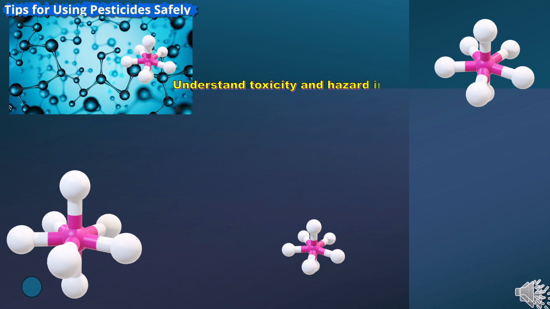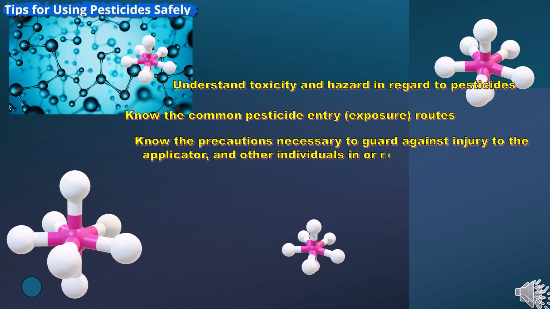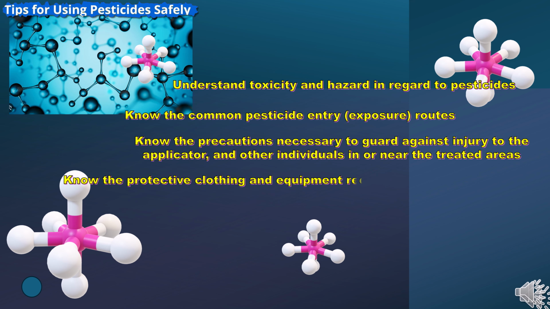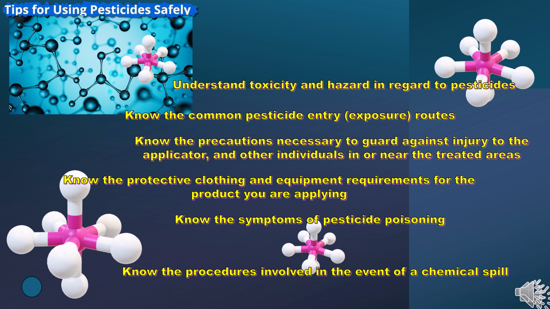Understand the terms toxicity and hazard in regards to pesticide applications. Know the common pesticide entry and exposure routes. Know the precautions necessary to guard against injury to applicators and other individuals in or near the treatment areas. Know the protective clothing and equipment, PPE, for the products you are applying. Know the symptoms of pesticide poisoning. Know the procedures involved in the event of a pesticide spill.